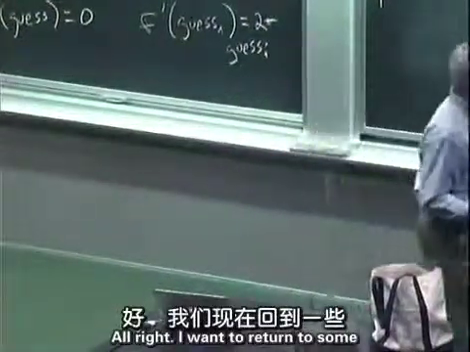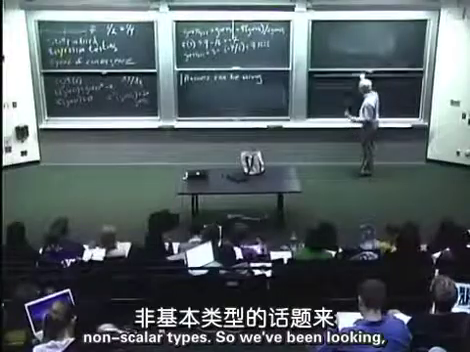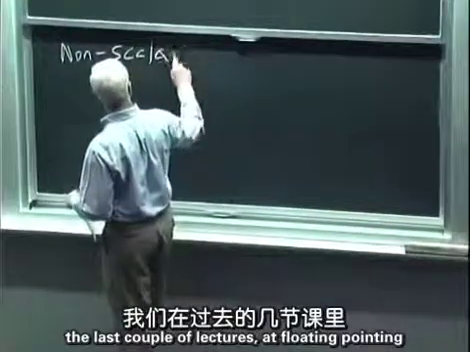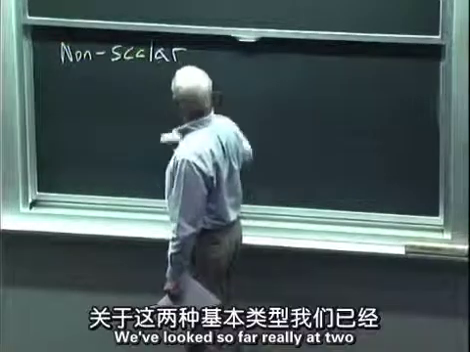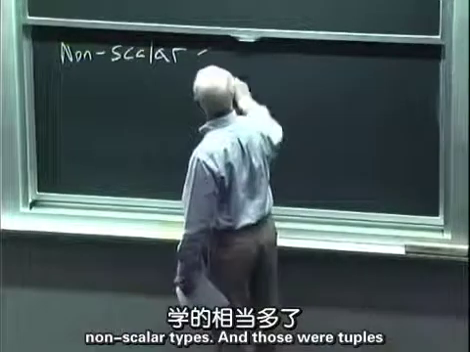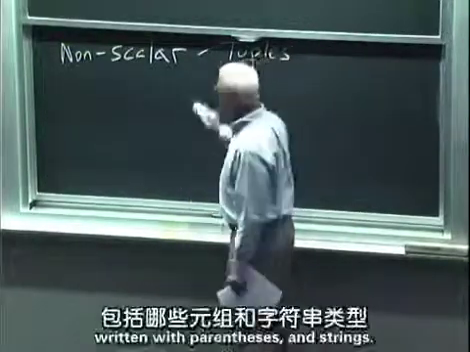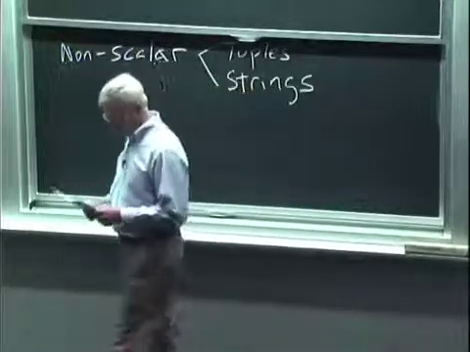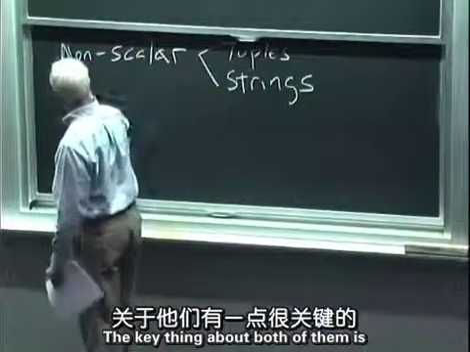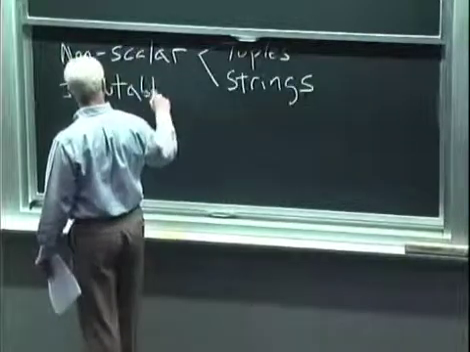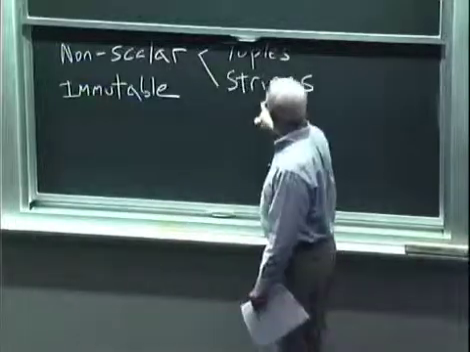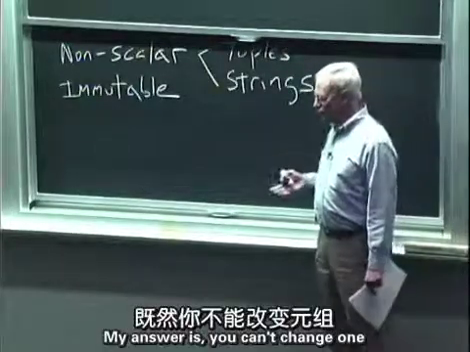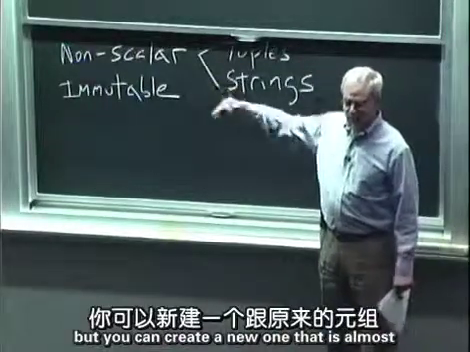All right. I want to return to some non-scalar types. So we've been looking the last couple of lectures at floating point numbers and integers. We've looked so far really at two non-scalar types. And those were tuples, written with parentheses, and strings. The key thing about both of them is that they were immutable. And I responded to at least one email about this issue. Someone quite correctly said, tuples are immutable. How can I change one? My answer is you can't change one, but you can create a new one that is almost like the old one, but different in a little bit.